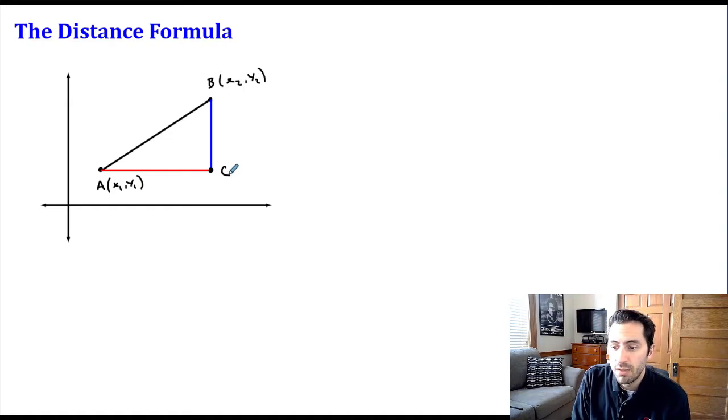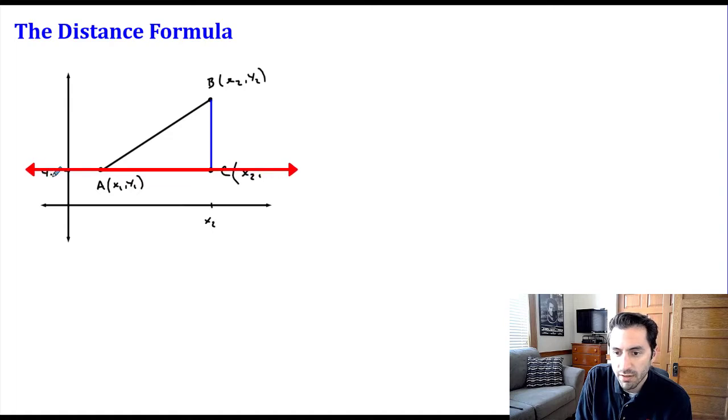Okay. Next, let's talk about the coordinates for C. It lines up vertically with B, so that means it has to have the same x value as whatever B is. If I were to go straight down to here, this is the x value of x2. And then horizontally, it lines up directly with A. Same idea. If I go straight across, this y value on the axis is y1. So the coordinates of C are x2 and y1.